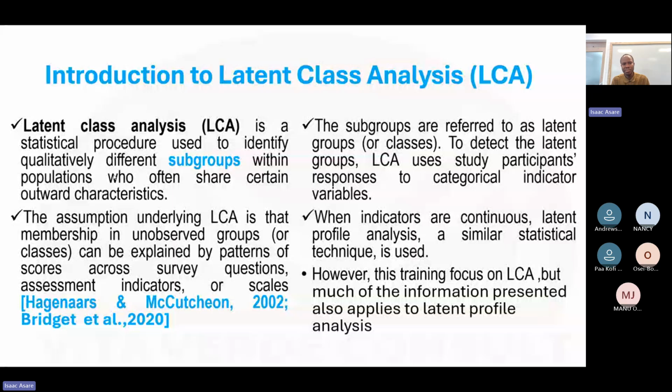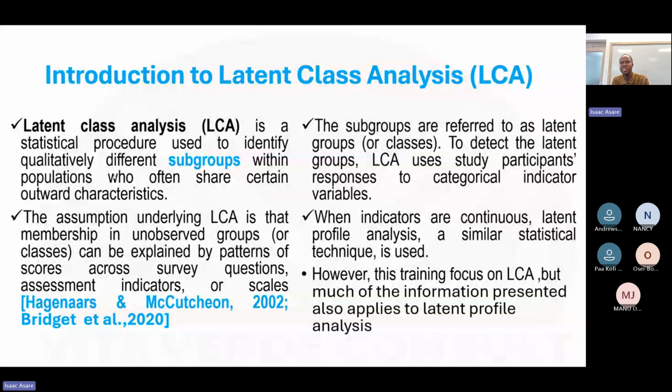Okay, so the subgroups are referred to as latent groups, or classes, right? We have another technique which maybe as time goes on you'll be doing some training on. That is structural equation modeling, which is also an aspect of it. And we also have what is called factor analysis. It's also there, and it is another type that we use depending on the kind of study, because with this kind of study you can use factor analysis to analyze this kind of data set.